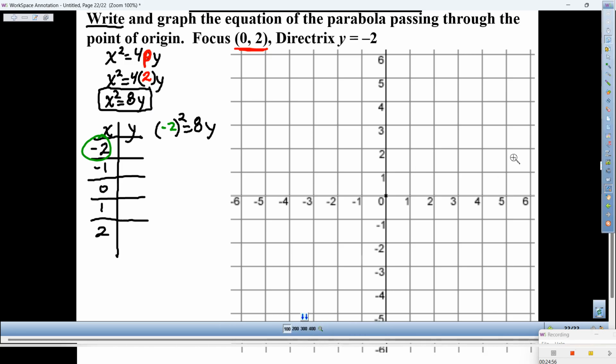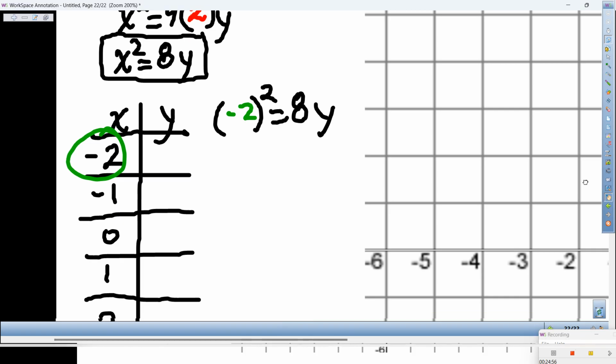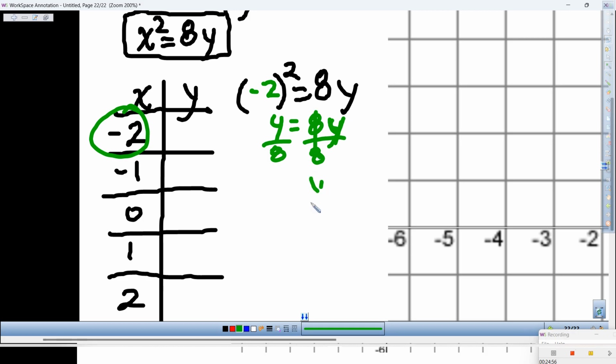So let me zoom in to show the work. Here it goes. What is negative 2 squared, guys? 4 equals 8y. And now we just need to leave y by itself. So what do we do? Divide by 8, divide by 8. So y is equal to 1/2.